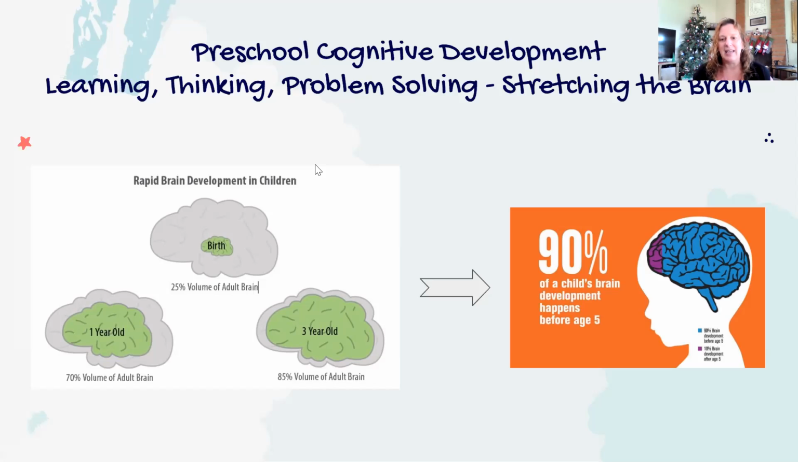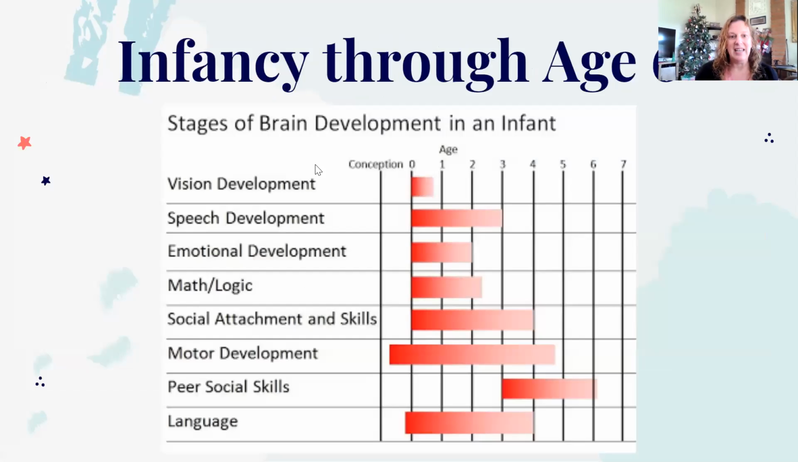Looking to the right, 90% of a child's brain development happens before the age of 5. What does this mean? This means that our children's brains are asking to be fed. They're ready and they're active for development.